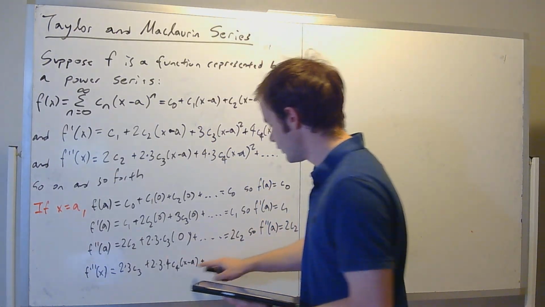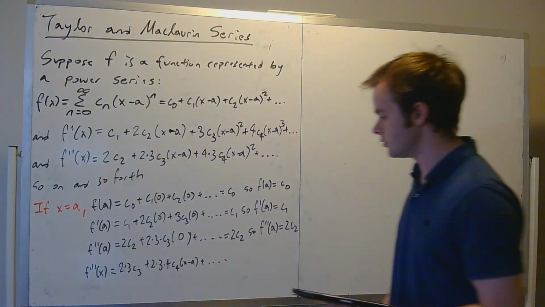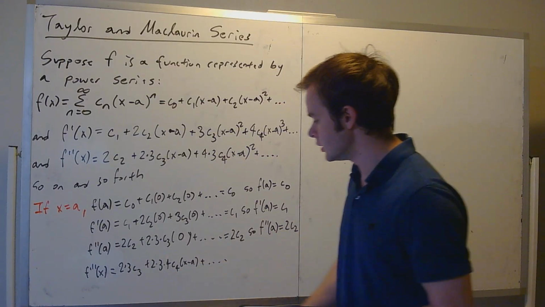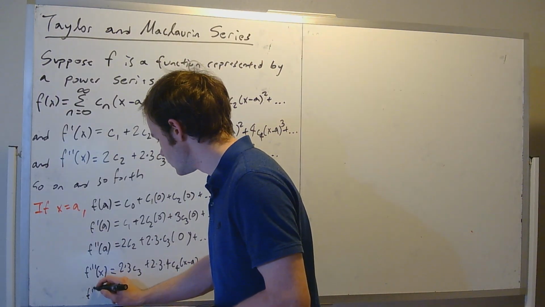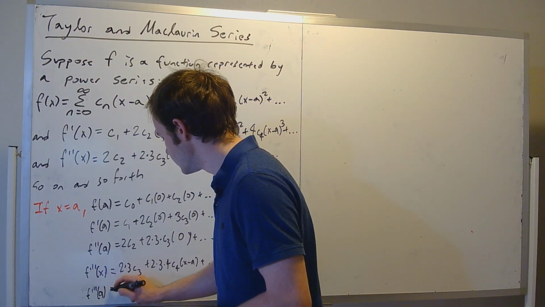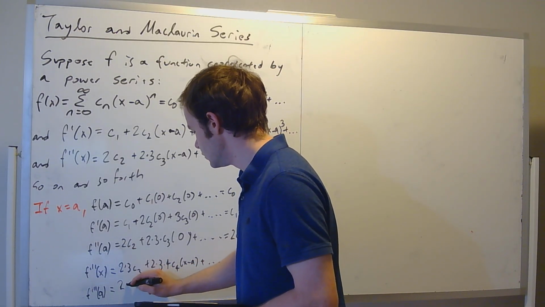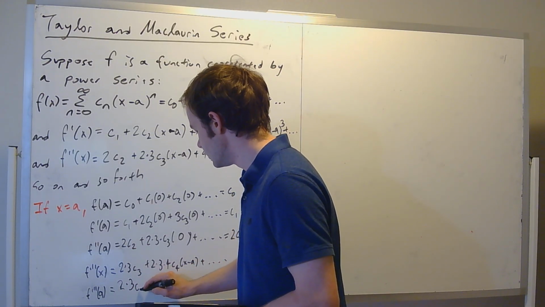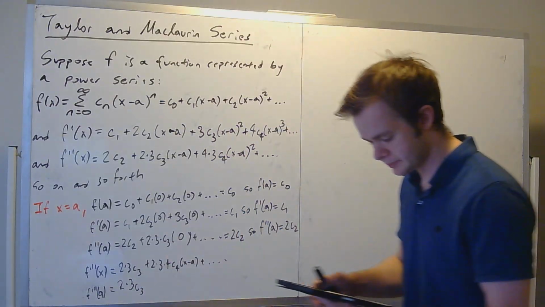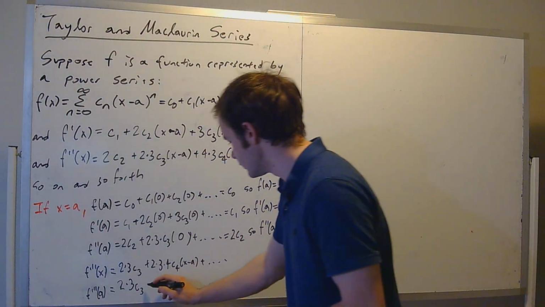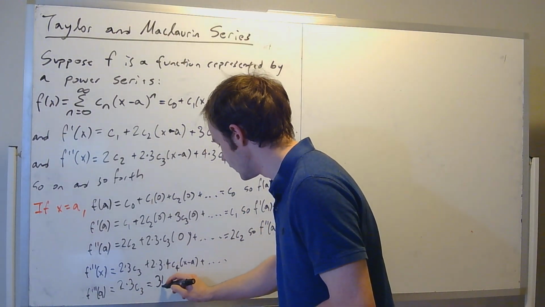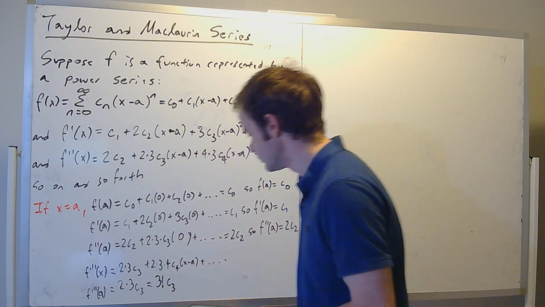And so on, because everything to the right is going to have more copies of x minus a. But if you plug in a, you get f triple prime of a. Then all the stuff to the right again goes away, so you get 2 times 3 times c3, which, notice, is the same thing as 3 factorial times c3.